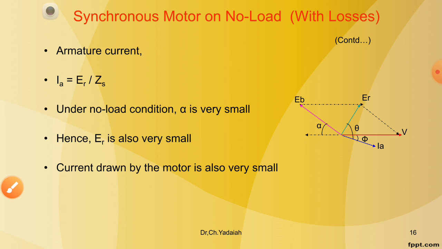So armature current IA is equal to ER by ZS. Under no load condition, alpha is very small, so only a small amount of retard takes place with respect to the stator flux. Hence ER is very small, the difference voltage is very, very small. The current drawn by the motor is very small, just a very small amount of current to meet these inherent losses.